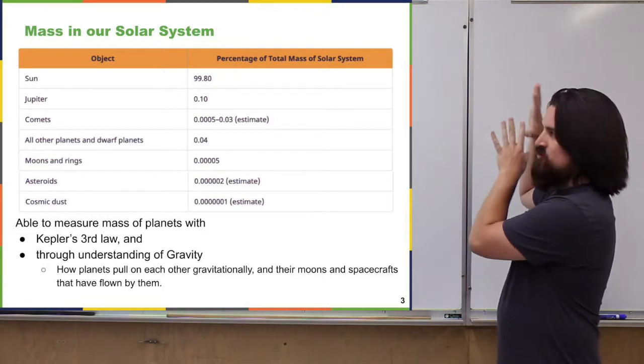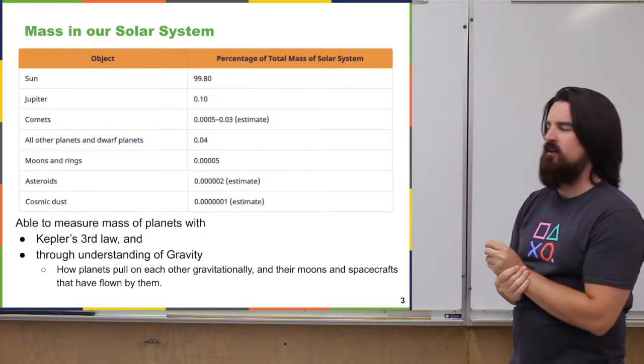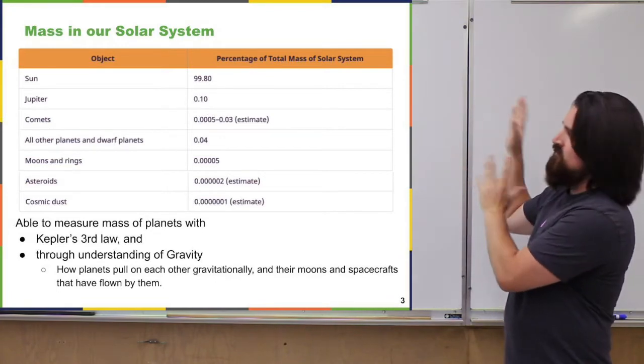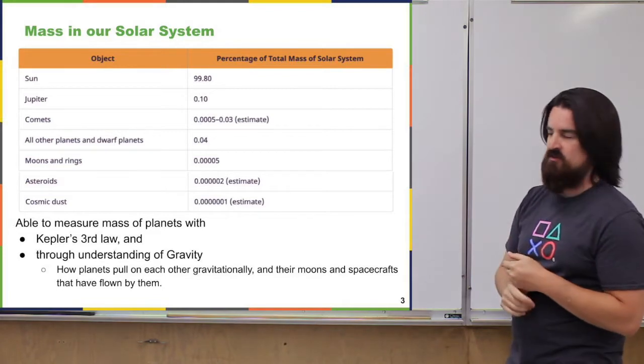So if you took away everything but the sun, it's basically the same mass as the solar system is now. If you took away everything but the sun and Jupiter, it's really close to being pretty much the same, at least as far as all the mass is concerned.